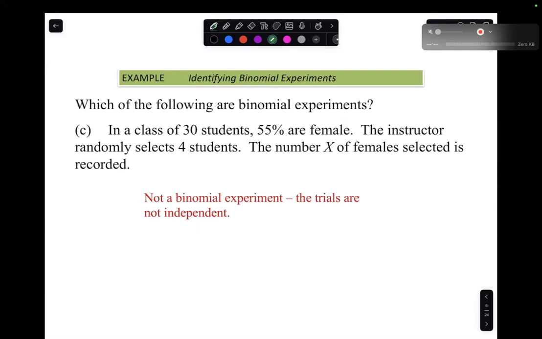So what I would have to say is like 55% of students in the US are female. If I'm randomly selecting 4 students from the entire US population of students, now those are independent, because choosing 4 students out of the entire US is not going to change that probability significantly enough to affect anything.